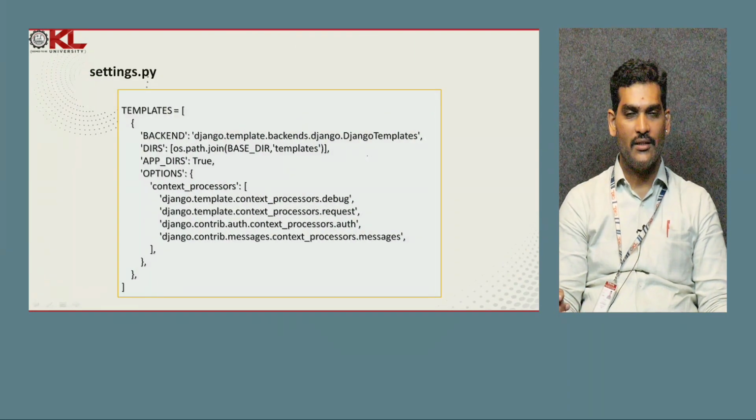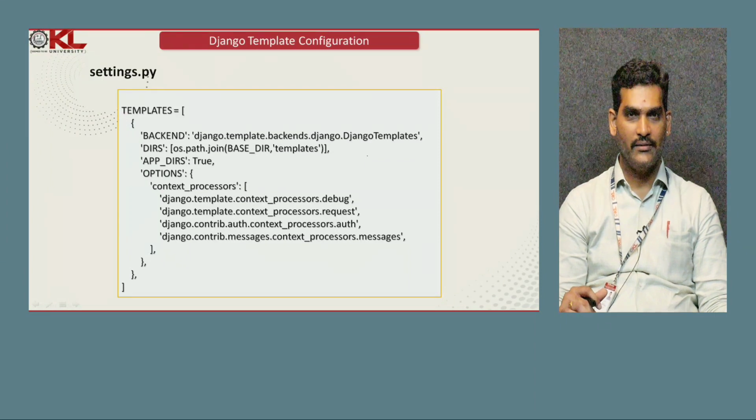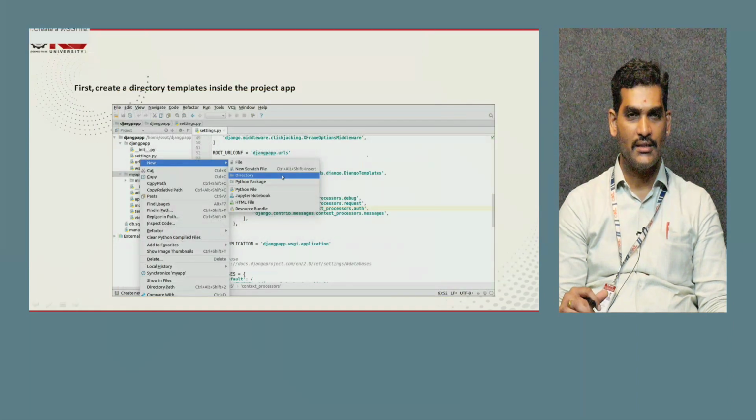So this is settings.py. This will be under the project. Under templates, if you observe the code here, backend, directories, app directories, like that, different types of things will be there. Whenever we do things related to templates, that particular information will be maintained here. By default, this settings.py will be there. Whenever required, we will make changes. This is about Django template configuration. This is the default configuration. Whenever required, we will add a few things to this.